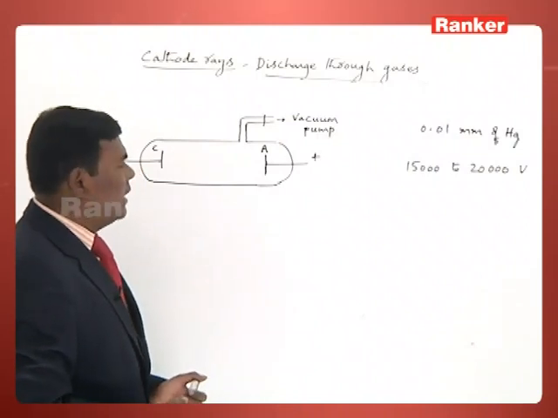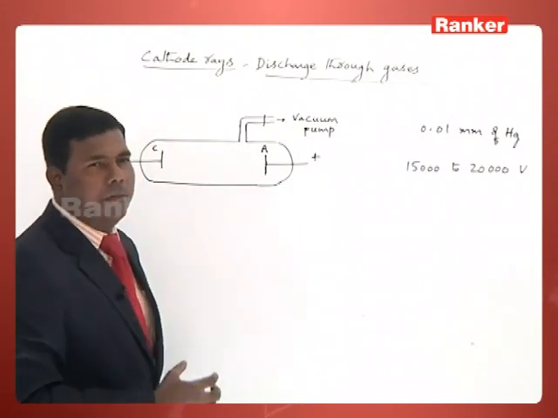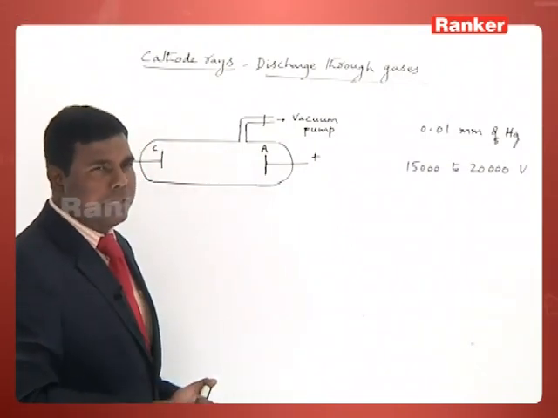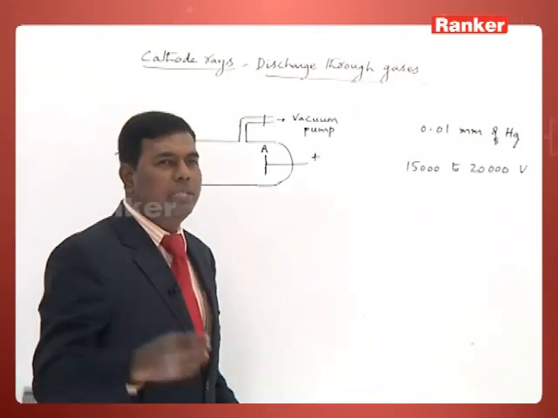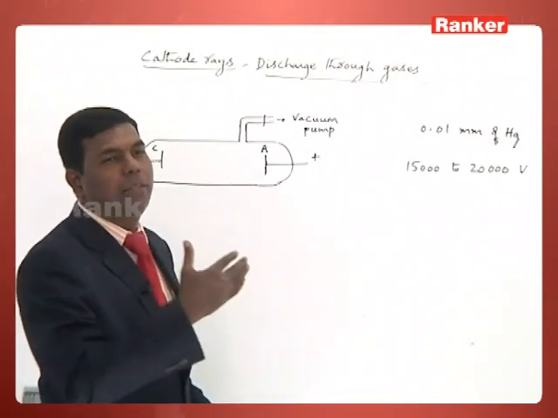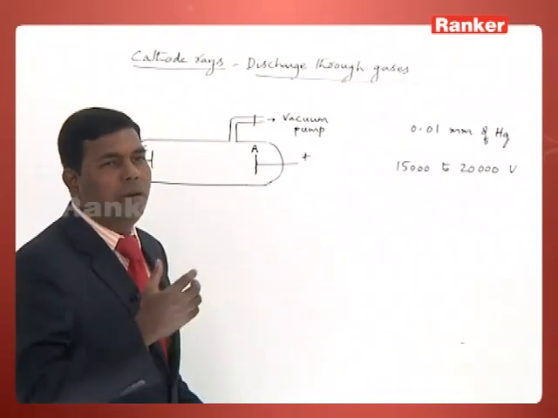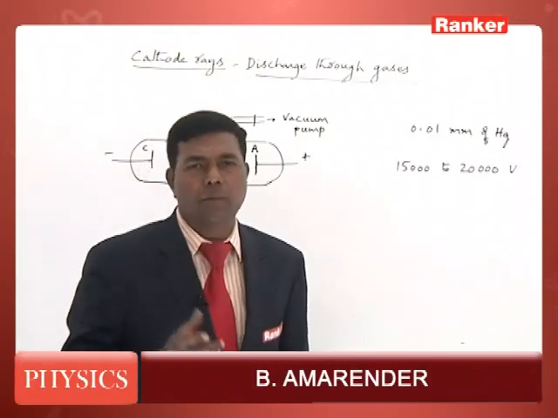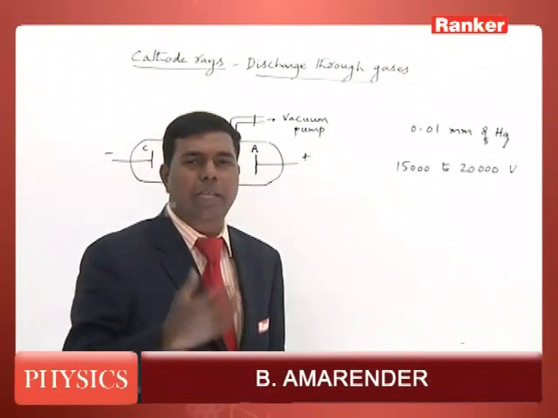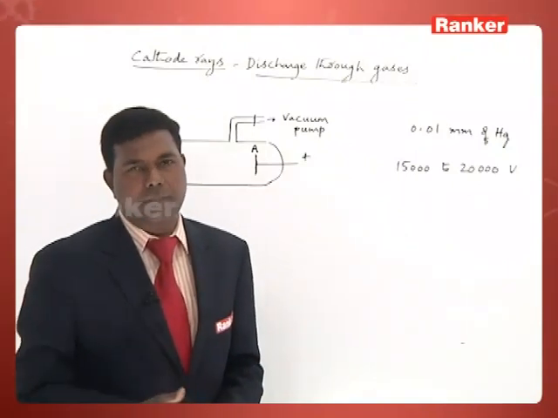It is also observed that there is a fluorescent glow behind the wall of the anode, and this glow indicates that there is a stream of rays moving from the cathode and reaching the anode. These rays are called cathode rays because they are emerging from the cathode, and later they are named as electrons.